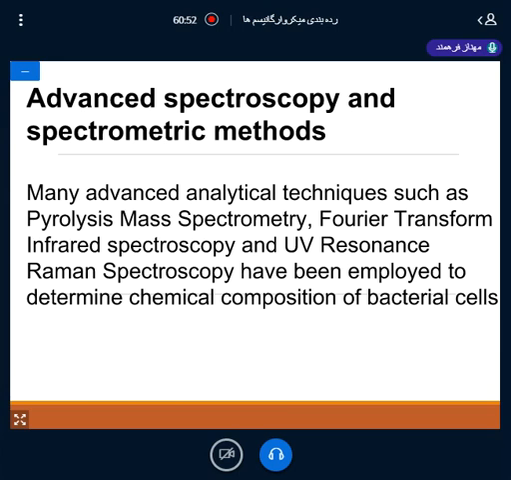Advanced spectrometry is used for determining the composition of bacterial cells, so we can determine the composition of bacterial cells, and we can distinguish species.